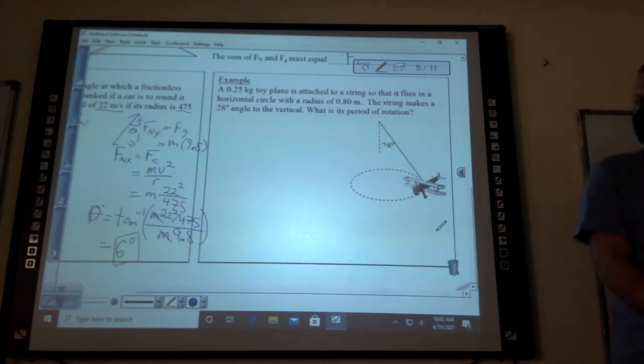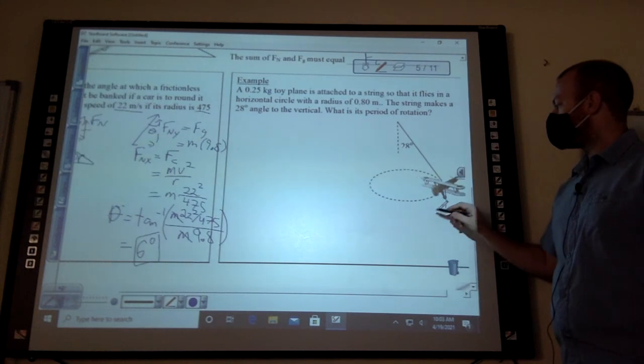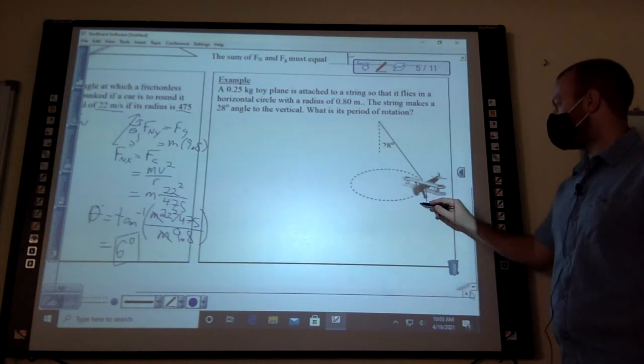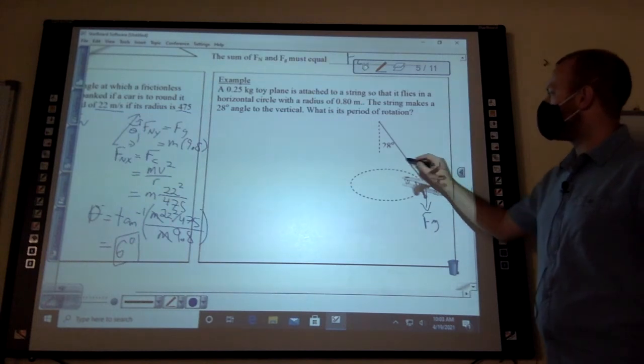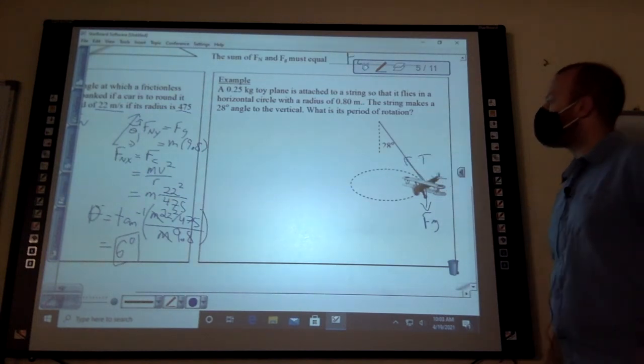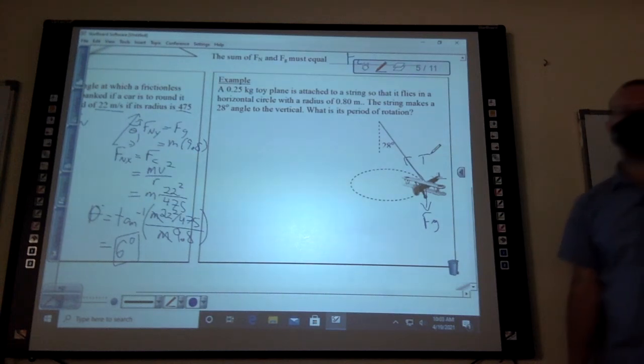So this is what we've got, but it's a similar situation. So if I look at the plane, here's our Fg. Here's our tension. So instead of normal force, now we've got tension. And what is it asking for? What is the period of rotation in this case? So we know we're going to do this with Fc.